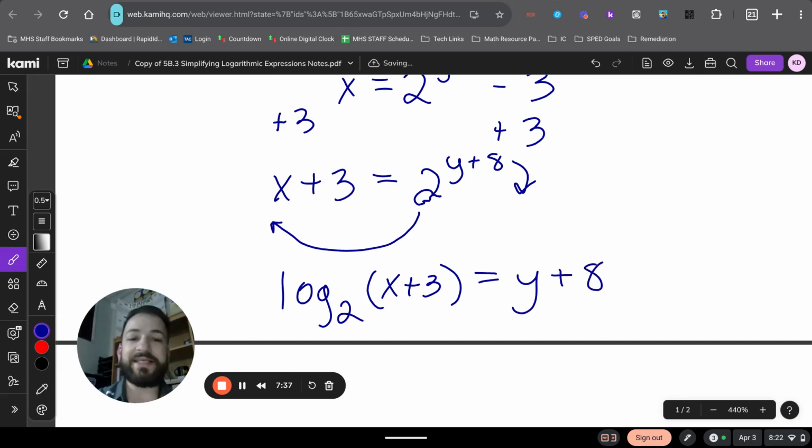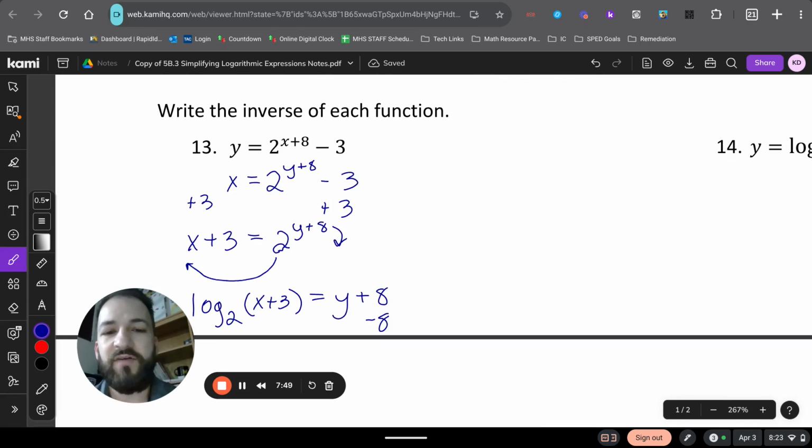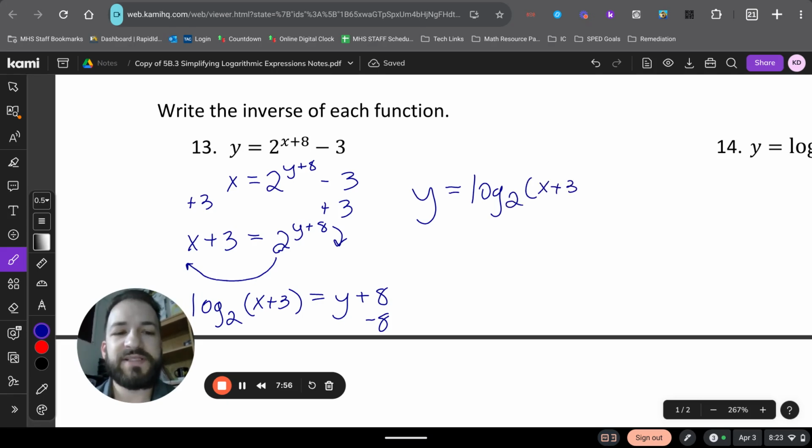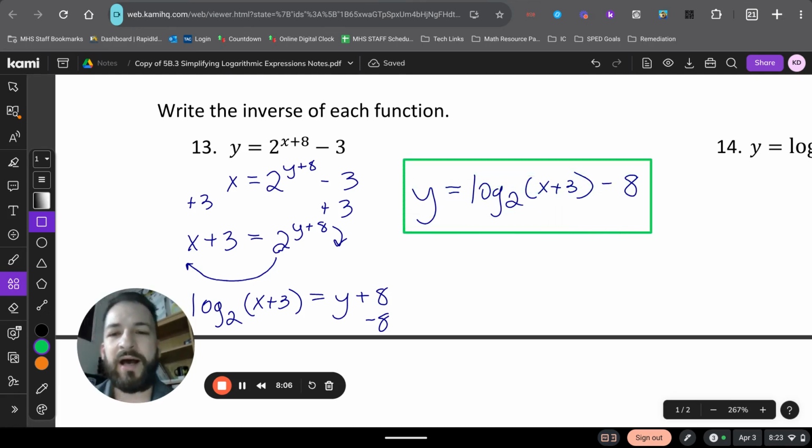And then last but not least, I have converted it, but remember, I want to find the full inverse function. I don't just want to convert. So I'm going to subtract that 8 to get my y completely by itself. And that would give us the new inverse function of y is equal to log base 2 of x plus 3 and then minus 8. Okay, so same principles, same idea, but we're actually finding that full inverse of a function as opposed to more of just an equation.